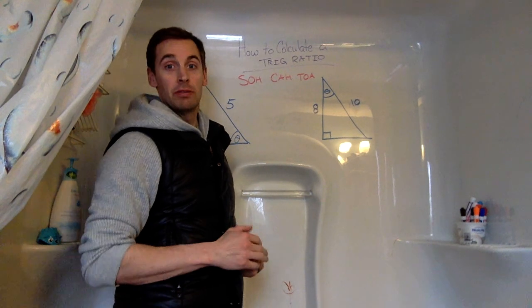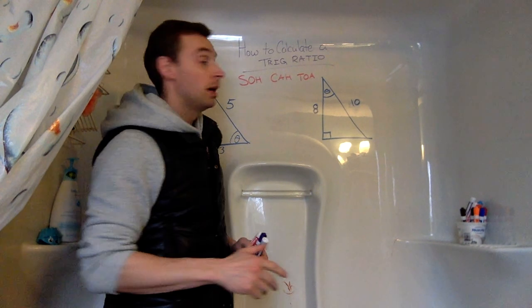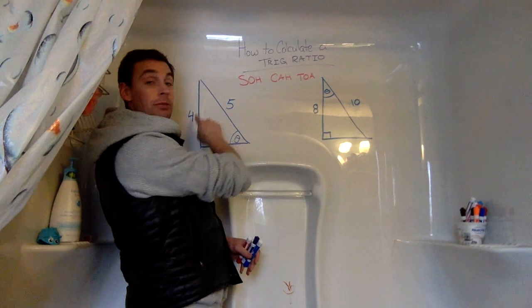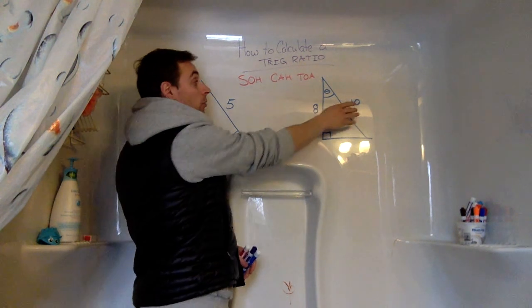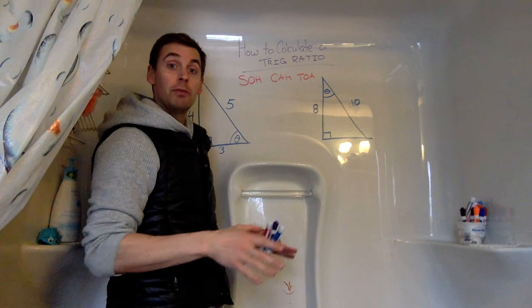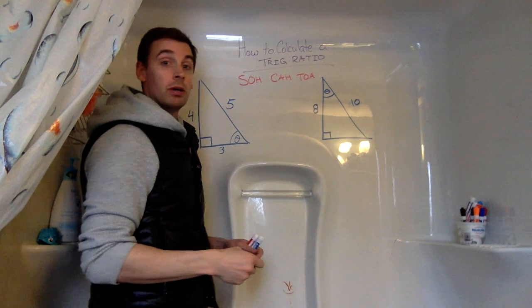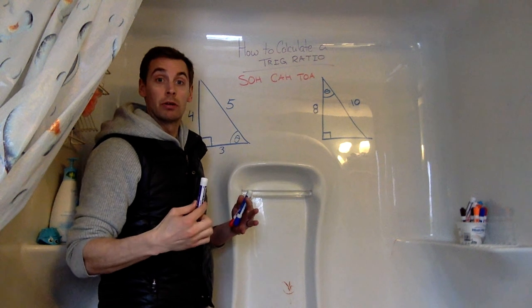Today we're going to go over really briefly how to calculate a trig ratio based on a triangle. Now we have two examples we're going to do here. One of them has all three sides filled in and one only has two. So we're going to briefly go over how we can use our SOHCAHTOA ratios in order to solve or create a ratio that we want to look for.